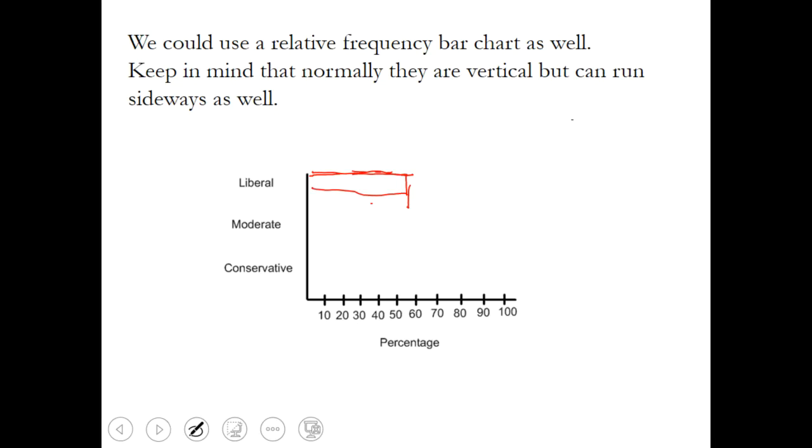Okay. For moderate and conservative both, we said it was, oh, that's just incorrect. Said they were both 22%. So for moderate and for conservative, they're about the same. And again, because this is a bar chart, my bars don't touch.